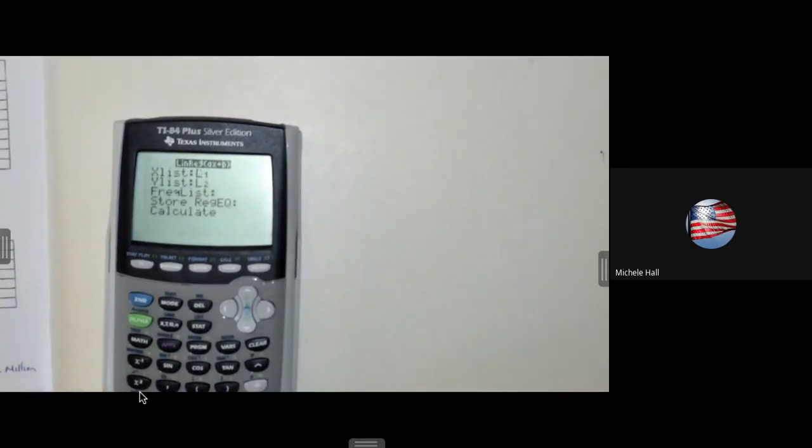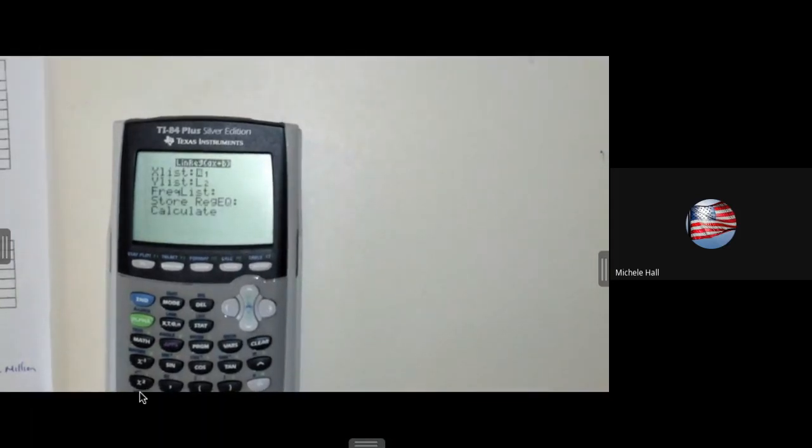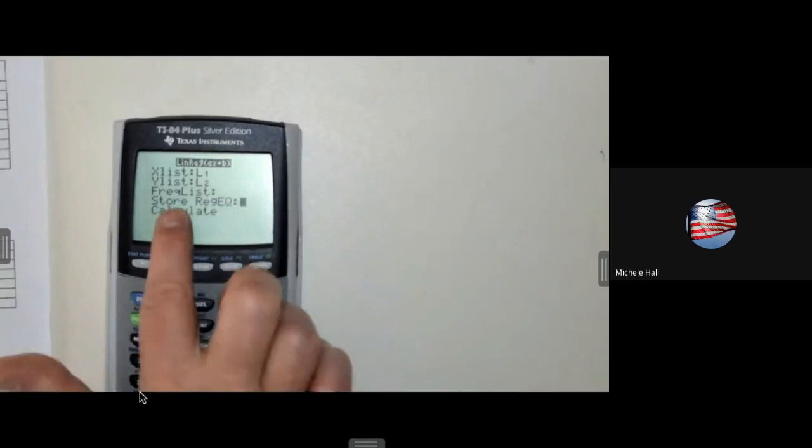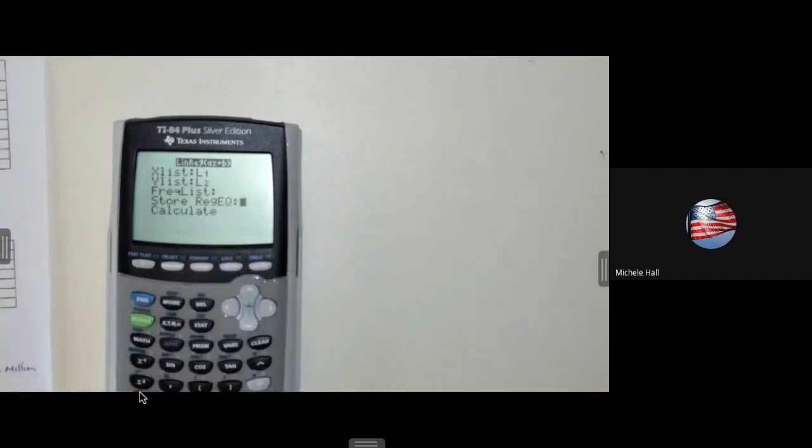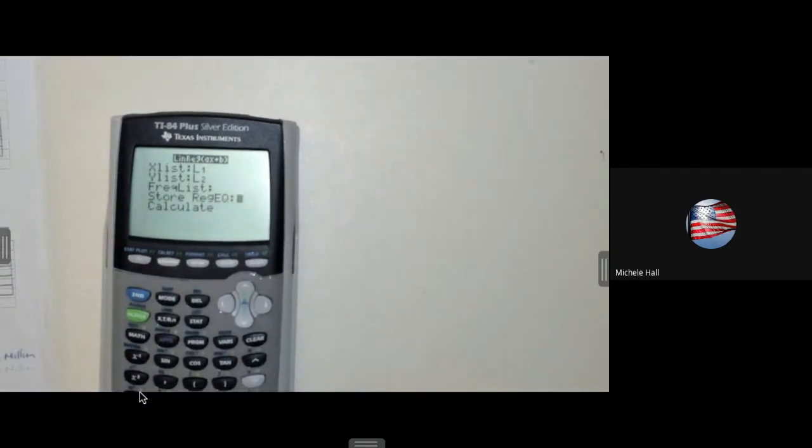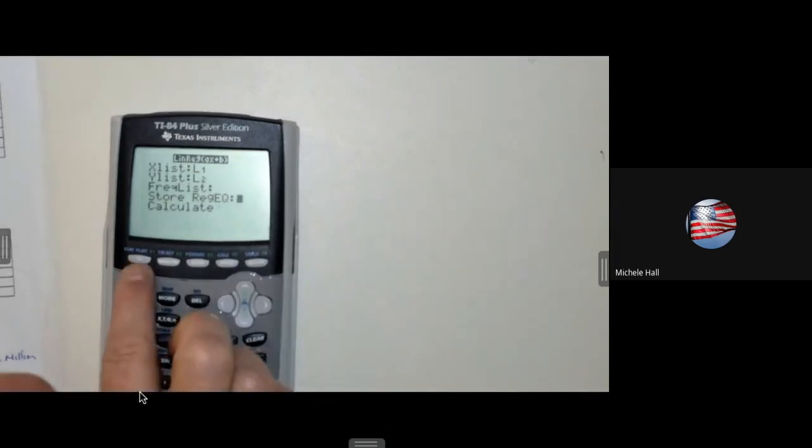All right, you ready to store your equation? Or you got it memorized? No, I do not. Okay, fine. So I go all the way down, enter, enter, enter to store regression equation. Have the calculator do that for you. Okay, so we want to store that equation. Where do we want to store it? We want to store it in y equals.